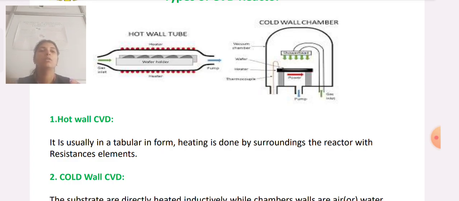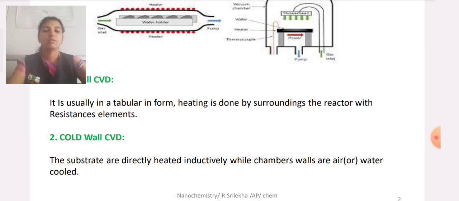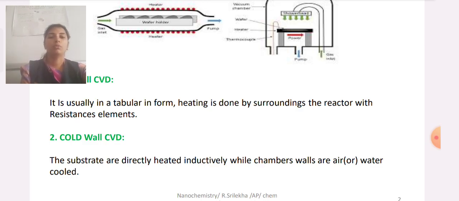Heating is done by surrounding the reactor with resistant elements. In the cold wall formation, the substrate is directly heated inductively while chamber walls are air or water cooled. The process is a continuous one, hence CNT is produced continuously. This is a low cost method. High purity nanomaterials are obtained, and both SWCNT and MWCNT can be produced by this method.